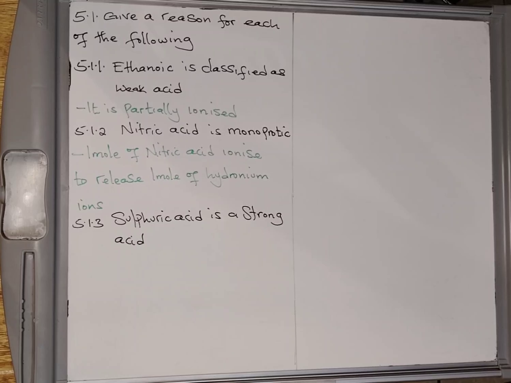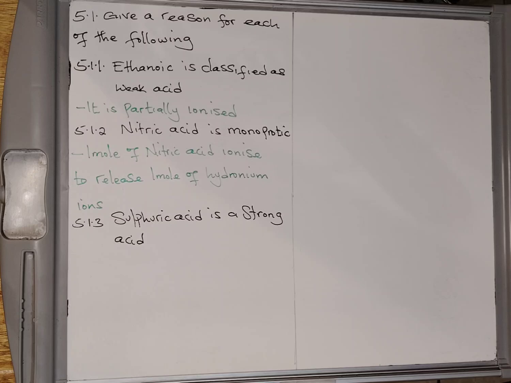Okay, there comes the next question. It says, give a reason why sulfuric acid is a strong acid. The strength of the acid is dependent on the degree of ionization. So sulfuric acid is fully or completely ionized. That's the reason why it is classified as a strong acid.